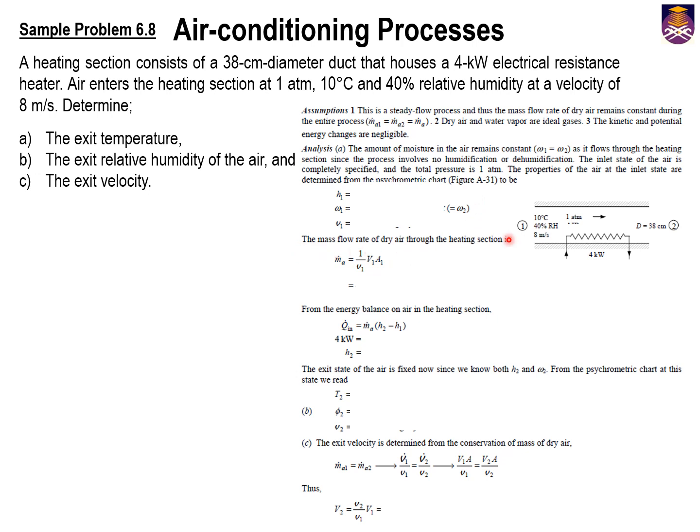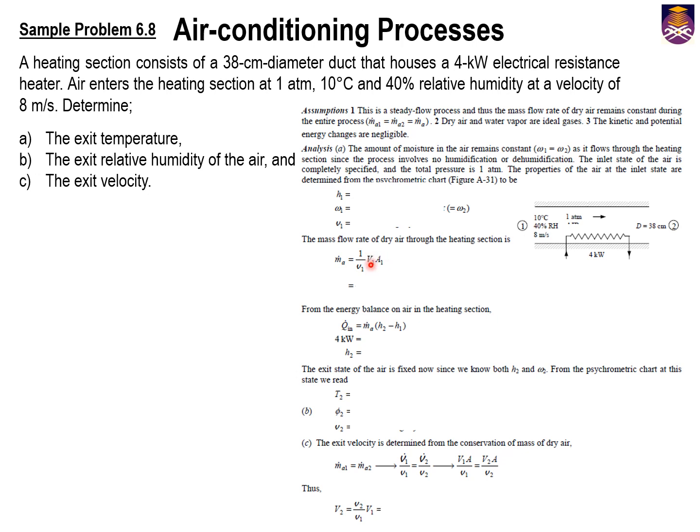Then you can find your mass flow rate. So m dot is equal to rho AV. So based on the formula, 1 over specific volume is your rho. All right. Make sure you know that. And your volume, you can calculate out your volume.